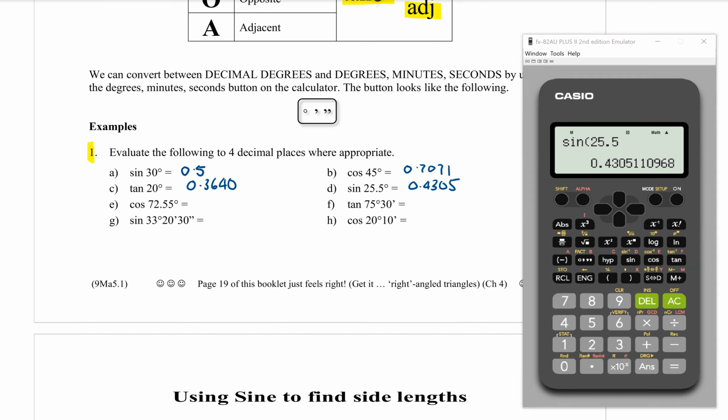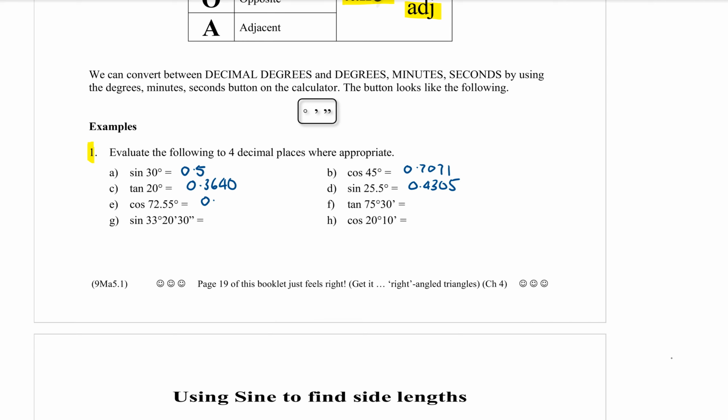And E, we want cos of 72.55. That is 0.2998, but the next number is a 7, so it'll be 0.2999. Okay, now once you get to F, you'll notice something a little bit different.